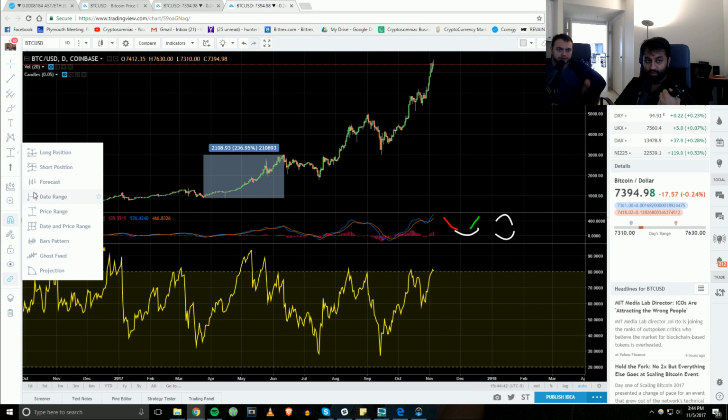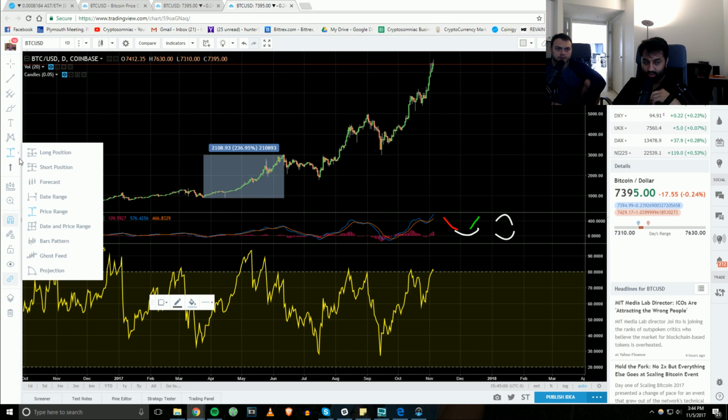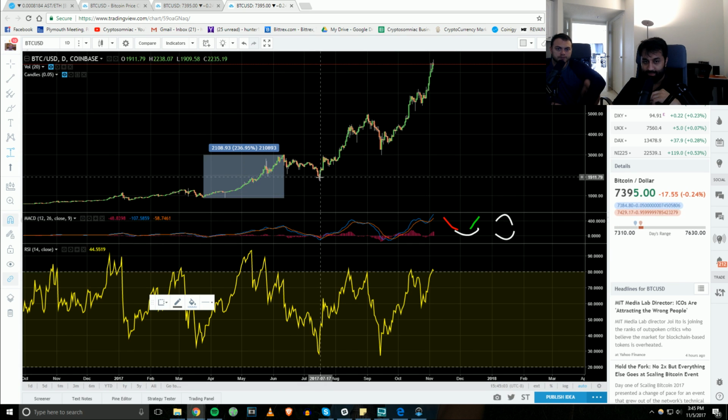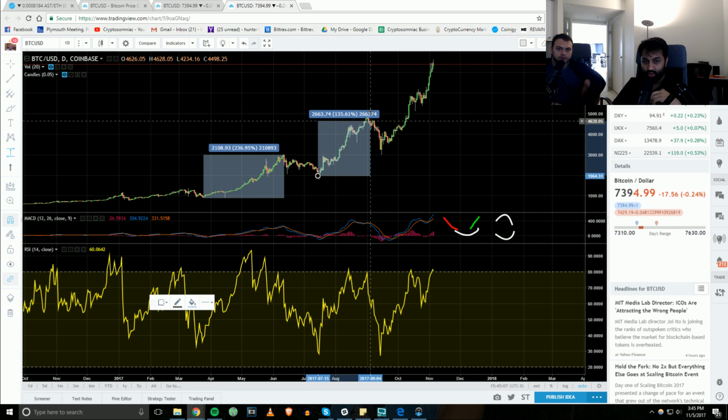So if you go here, and you go to long position, short position, it would traditionally be a long position right here or a short position indicator here. But if you just click right on top of it, it'll give you the date range and the price range. I just clicked price range, which is this right here. And then we'll show you another one right here. That looks huge too, right?